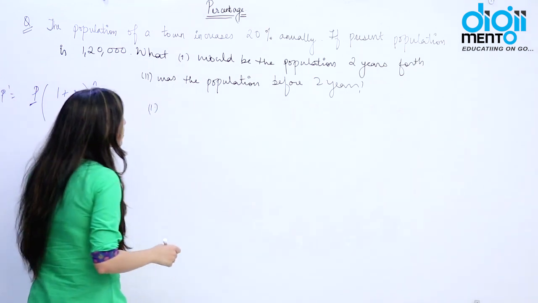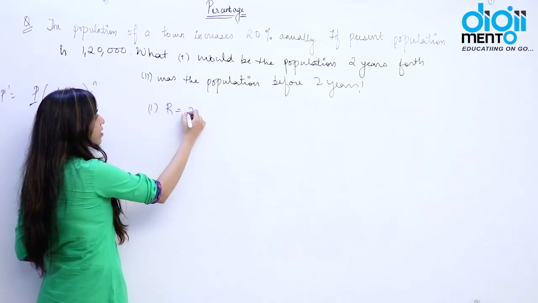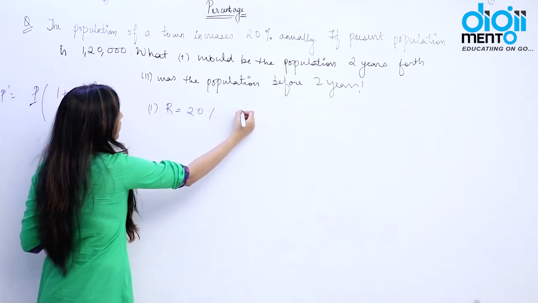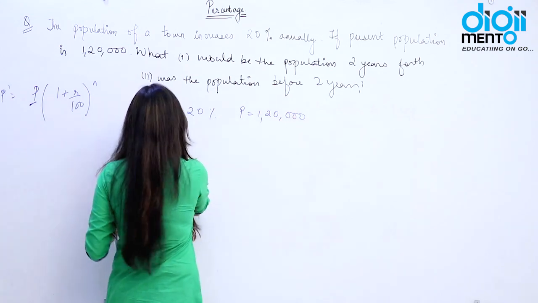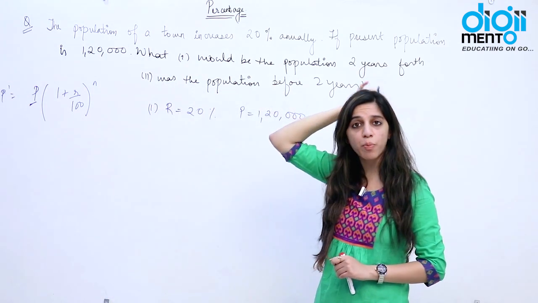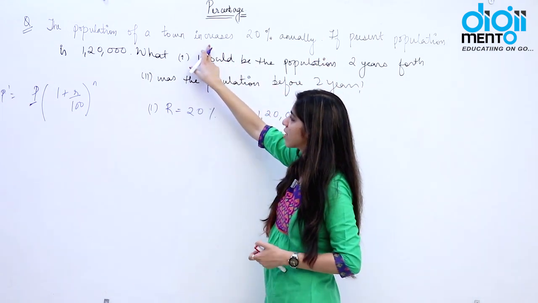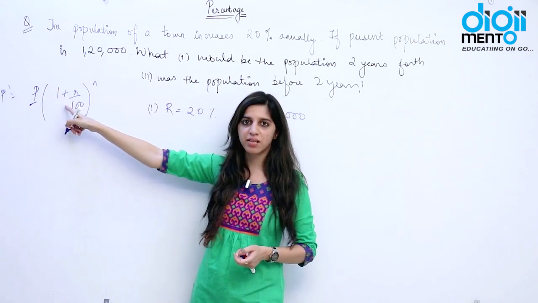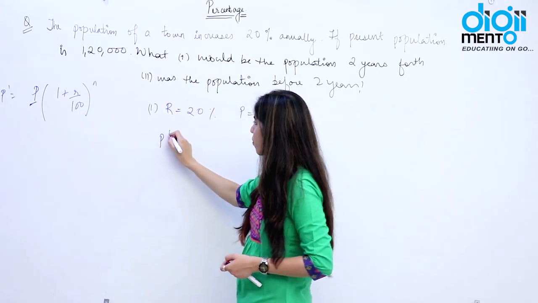So they are saying that this increases by 20% annually, which means the value of R is given as 20%, and the present population they say is 1,20,000. Okay, so they are asking what would the population be 2 years forward. See, population is increasing by this rate. If the population was decreasing, you would use a minus sign here, because the population is going to decrease. Since this is increasing, what is going to be the population after 2 years?